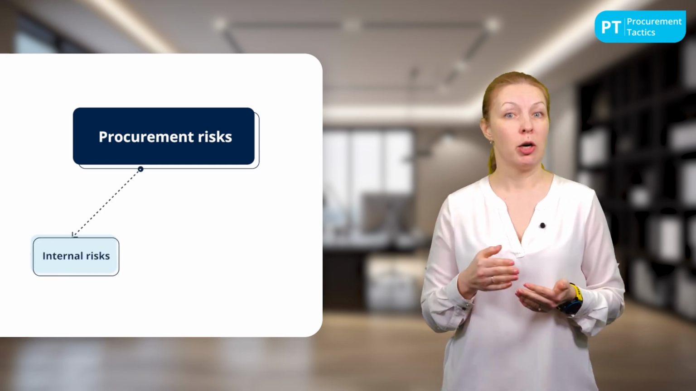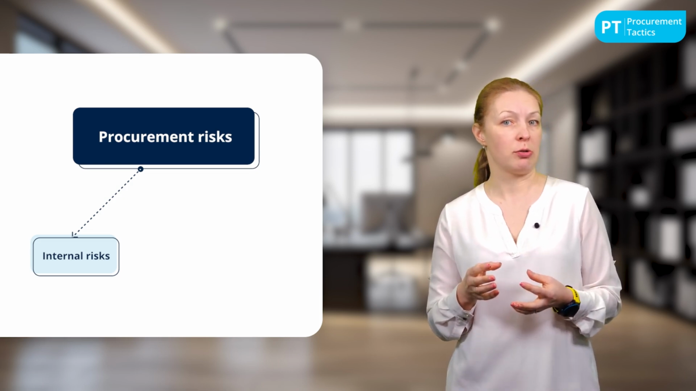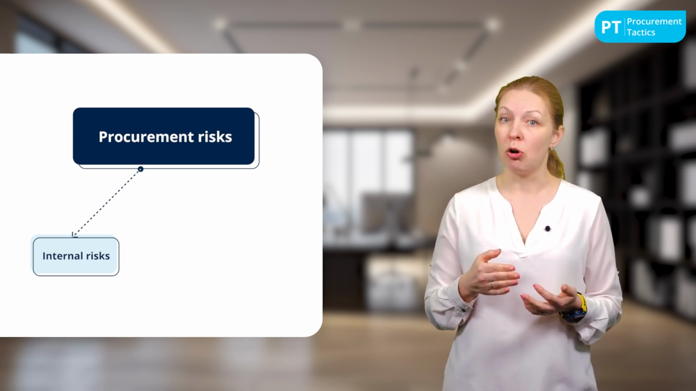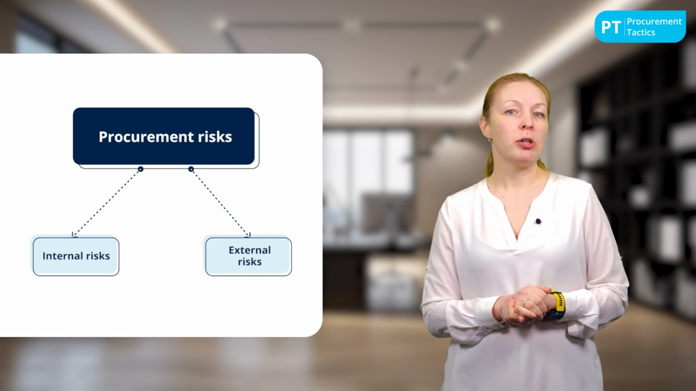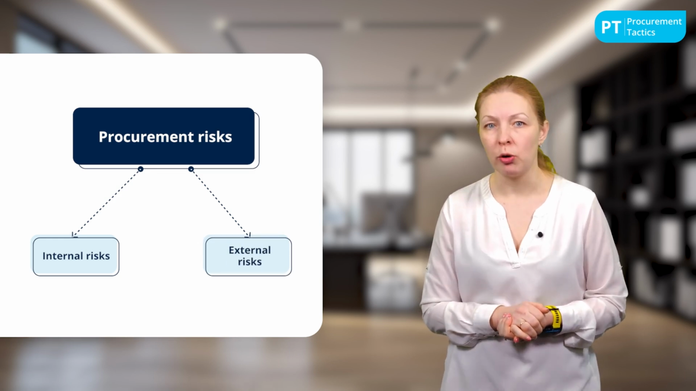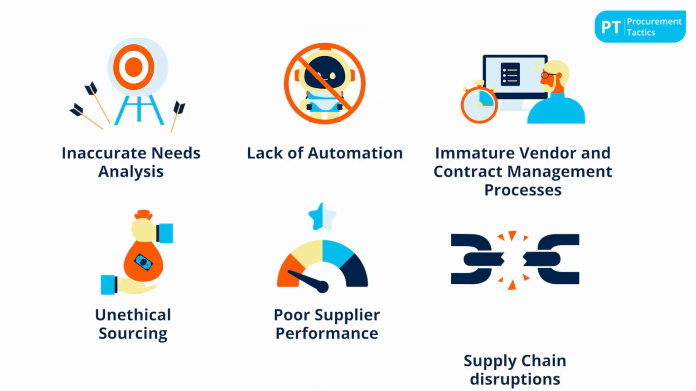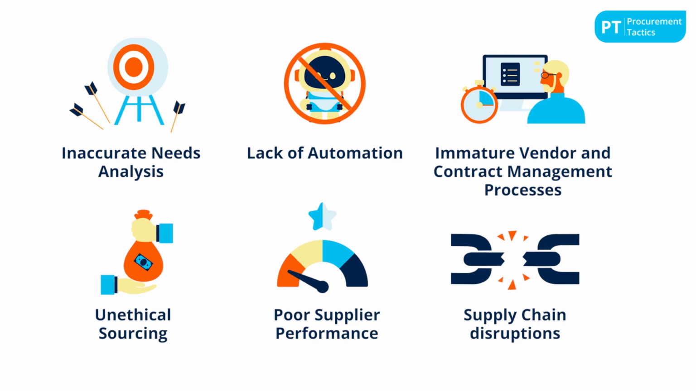Internal risks are driven by gaps in the organizational internal factors, like processes, controls, and employees. External risks enter your supply chain and are caused by external disruptions. So let's look closer at the top 6 procurement risks and ways of managing them. While we share risks, try to define for yourself whether the type of risk is internal or external.